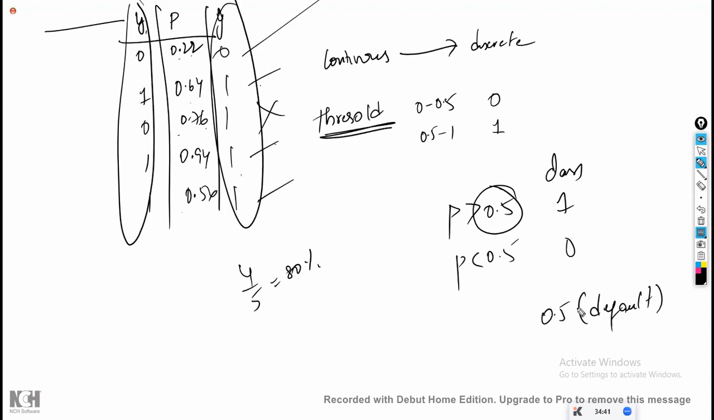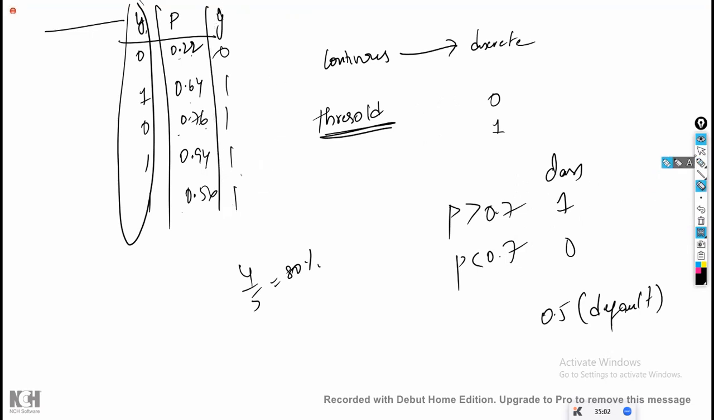For example, I'm changing the threshold value to 0.7. Now, if the threshold changes to 0.7, what is the meaning of that? Any value greater than 0.7 is considered as class 1. Any value less than 0.7 is considered as class 0. Whatever y hat we have predicted was for the 0.5 threshold, and these are the answers.